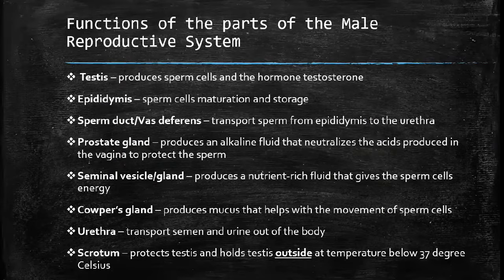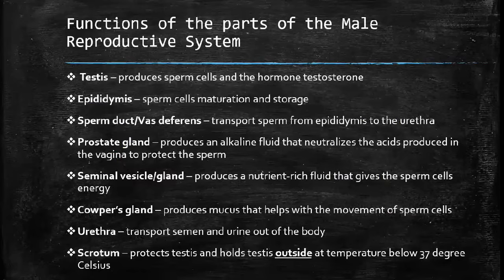You know, the environment inside the vagina is so acidic. So we need this alkaline fluid, which is going to neutralize the acidic environment in the vagina to protect the sperm cell, because the acid is very strong for your sperm. It is able to kill your sperm. So we need to make sure that area is neutralized. Okay.